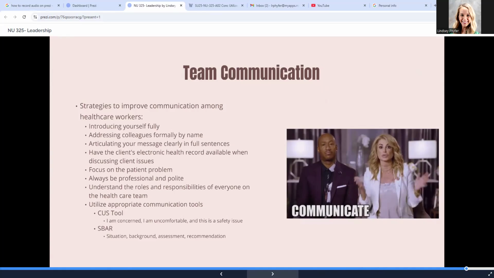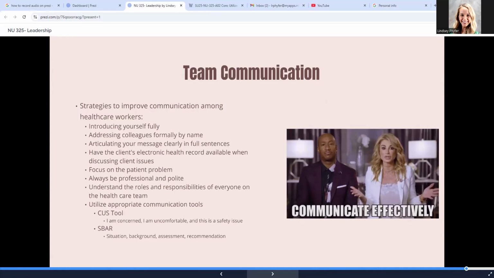You need to focus on the patient problem. Always, always, always be professional and polite. Okay. Healthcare, any job in healthcare can be stressful, but it's important that even in those sort of situations that we always are respectful of others and remain professional.